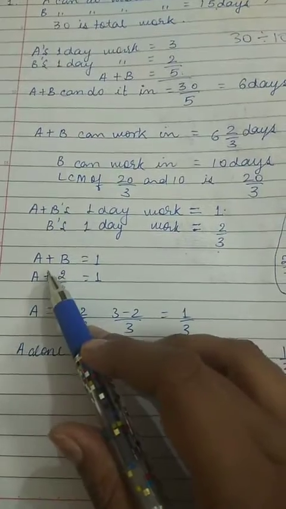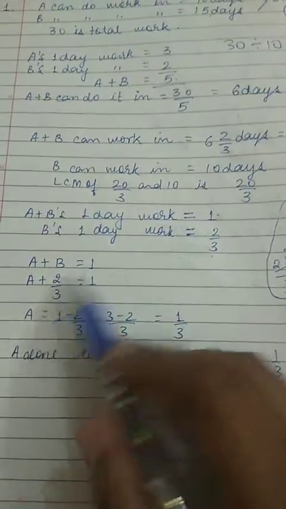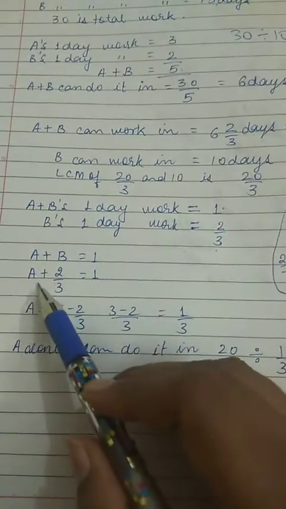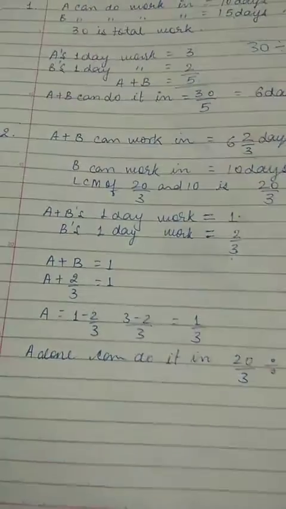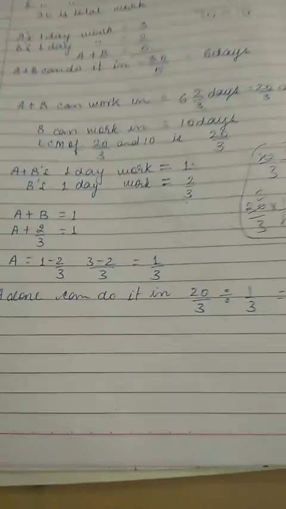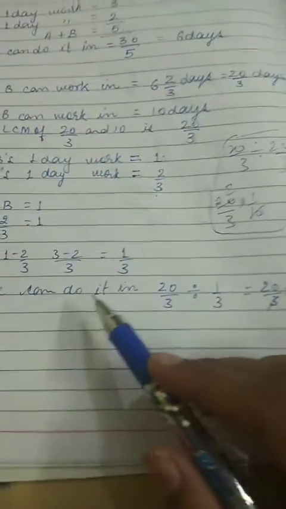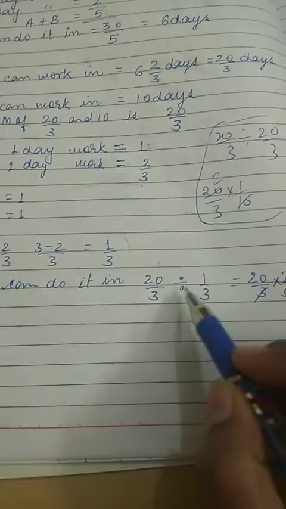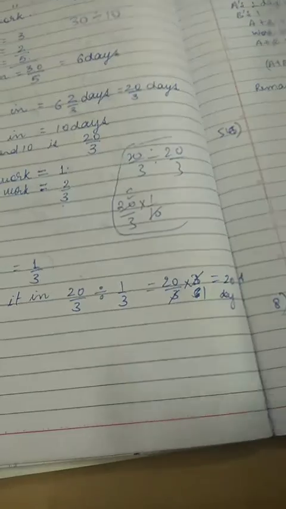So A plus B's 1 day work is 1, and B's 1 day work is 2 by 3. So from here we have just found the 1 day work of A alone, that is 1 by 3. 1 by 3 work is being done by A. So A can do it in how many days? We have to just divide the total amount of work by the amount of work done by A. So it will be 20 by 3 divided by 1 by 3, that is 20 days.